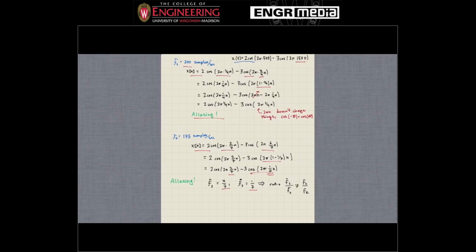And if we look at the ratio of F2 hat to F1 hat, that should be the same as the ratio. So the ratio of F2 hat to F1 hat is 1/7 divided by 2/7, right? And that should just be equal to 1/2, right?